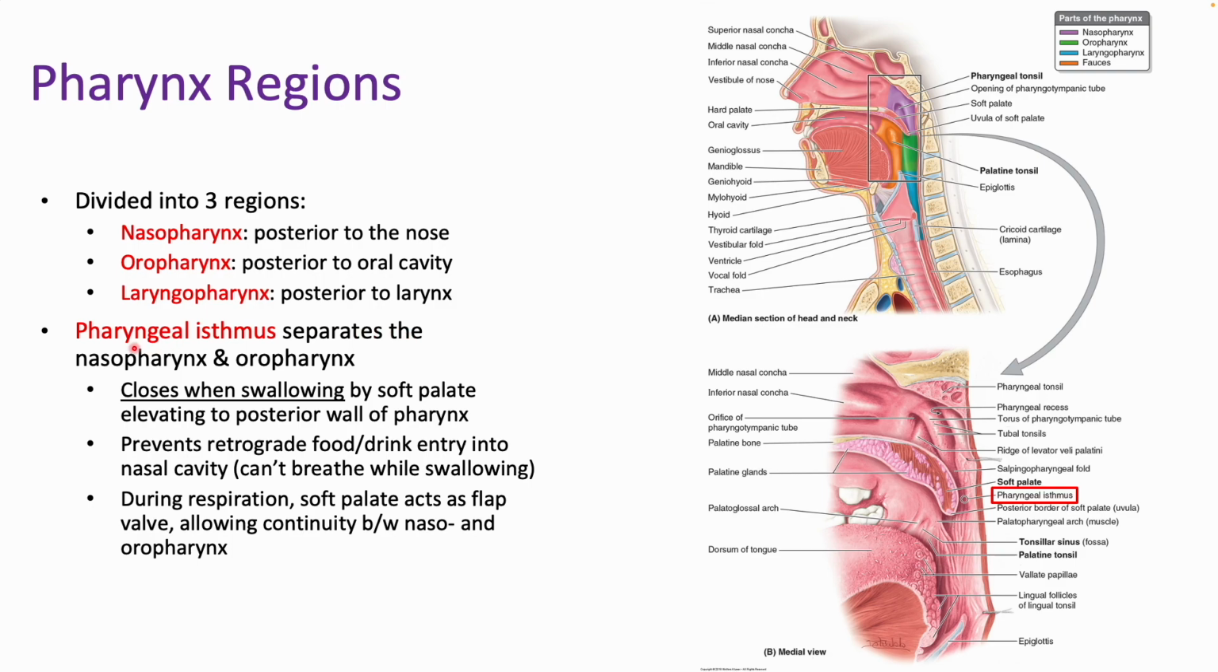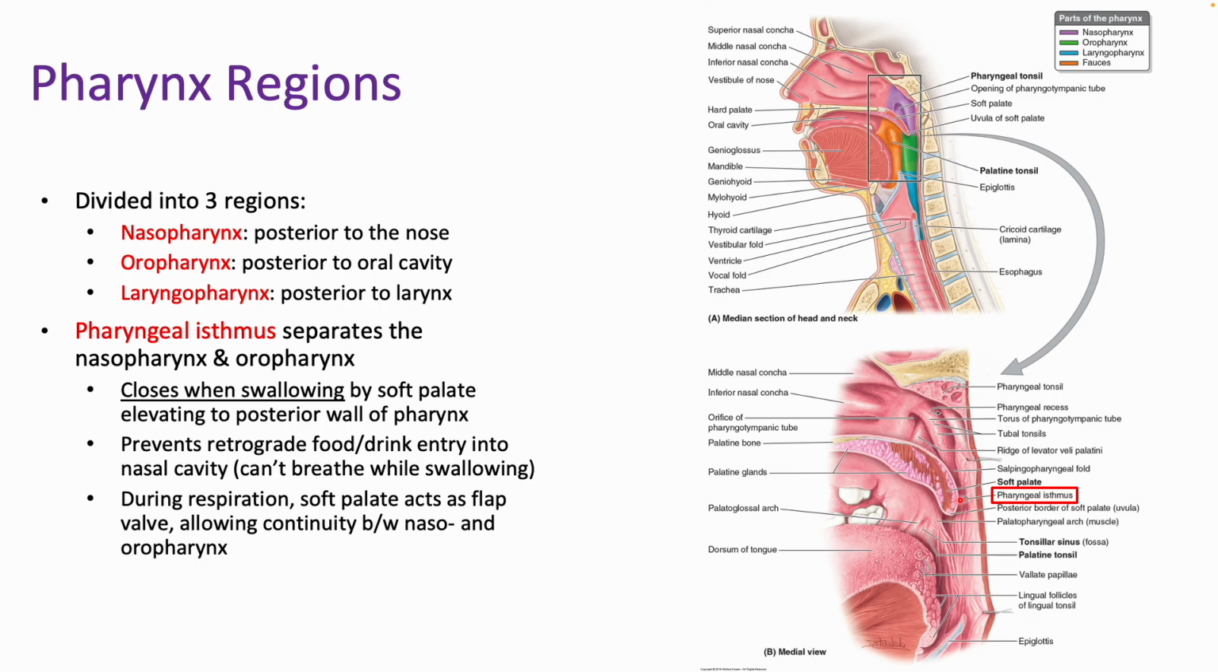Before we look at these, I also want to point out the existence of the pharyngeal isthmus, and it's going to separate the nasopharynx and the oropharynx. So we have our nasopharynx, our oropharynx. It's going to be separated up here by the pharyngeal isthmus. And I've highlighted that here.